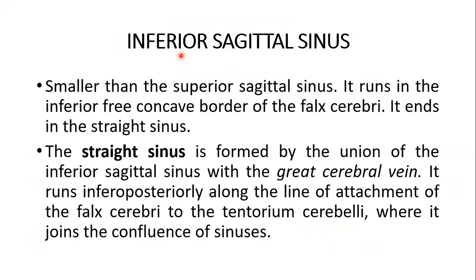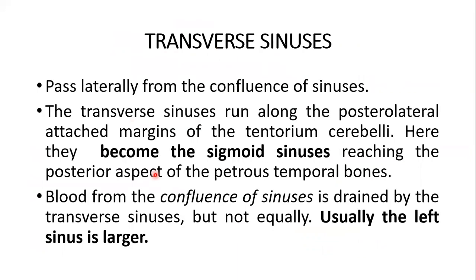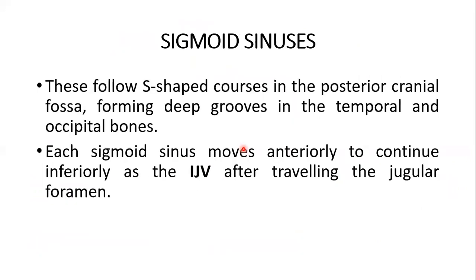So this is the inferior sagittal sinus, I told you, and then the straight sinus, I've told you how it is formed. So the transverse sinus, I told you already the detail of how it is formed and where it is located. The transverse sinus runs along the posterolateral attached margins of the tentorium cerebelli, where they become the sigmoid sinuses, reaching the posterior aspect of the petrous temporal bones. I told you already.